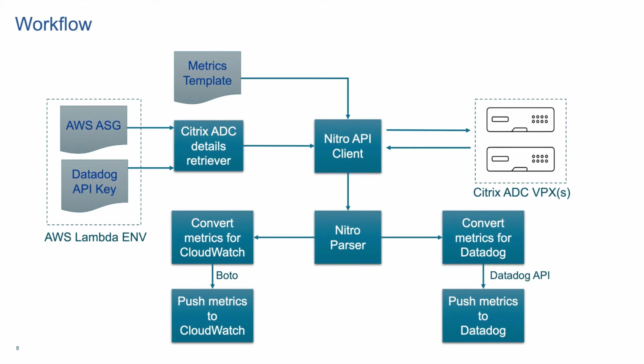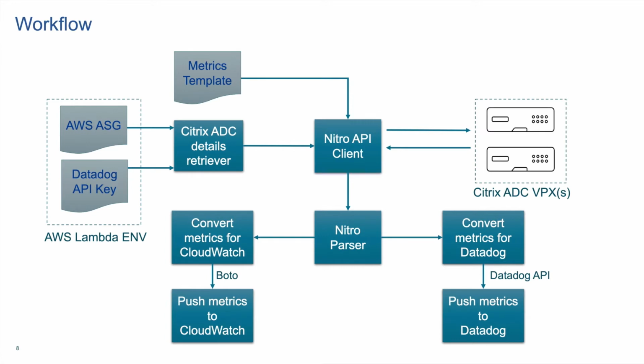So this is the workflow of the script that is running in the AWS Lambda function. I'll start with the input arguments to the script. For input arguments, we use the Lambda environment variables. There are two parameters here, out of which one is a mandatory argument. The mandatory argument is the AWS autoscaling group, where the VPXs are hosted. And we also have one more argument called Datadog API key, and this is an optional parameter. If the user wants to export the metrics to Datadog also, he can provide the key here, and we would export the metrics to Datadog.